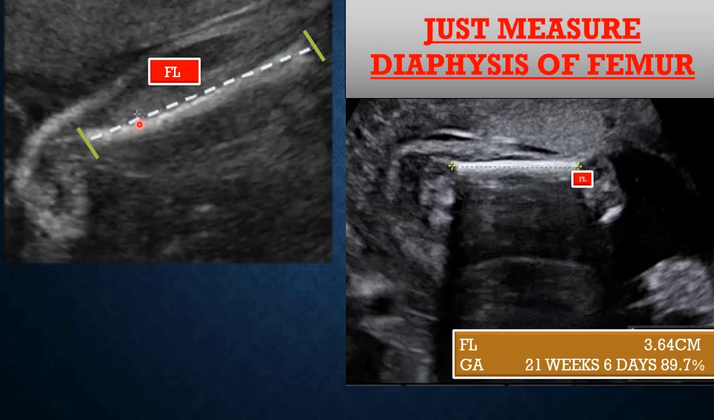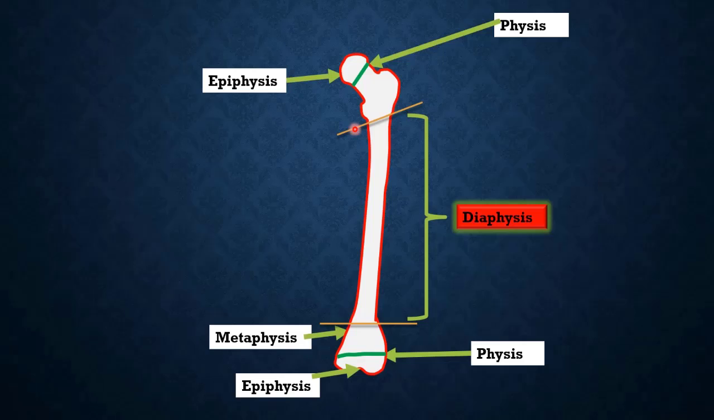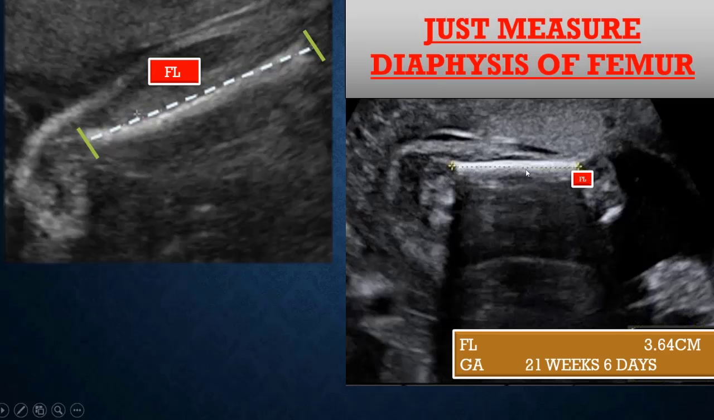First, turn the transducer to obtain maximum femur length and then measure the shaft of the femur only. Do not include linear projections from the cartilage. Alright? So only we have to measure the shaft. So we will measure this area only on the ultrasound. As the femur length is 3.6 centimeter, the ultrasound machine will tell the gestational age, that is 21 weeks and 6 days. This is how you can use ultrasound to measure gestational age and then EDD accordingly.